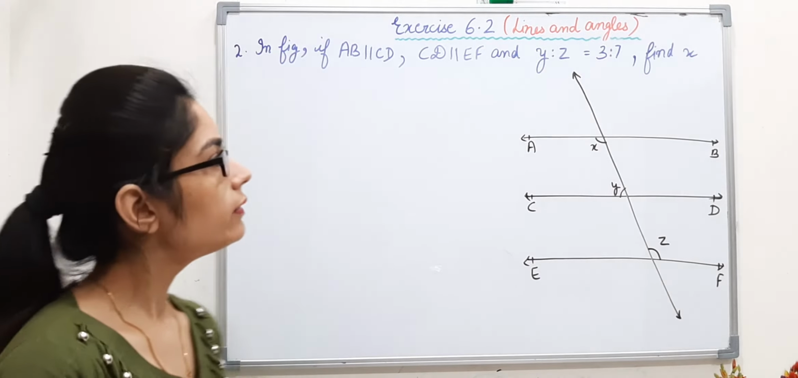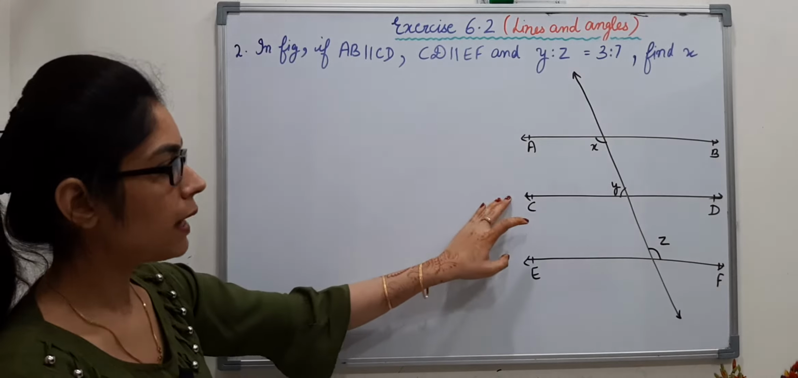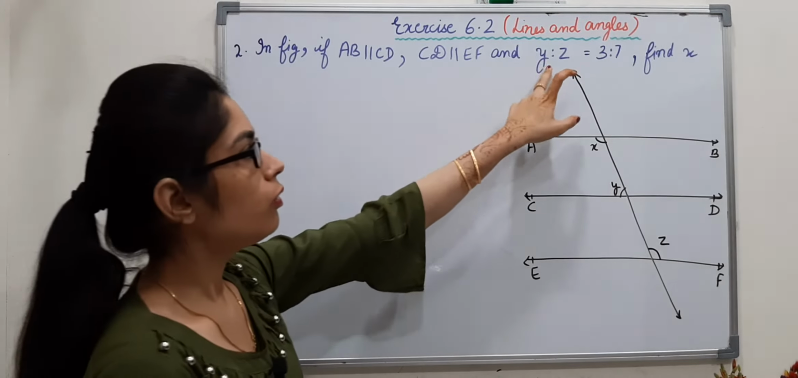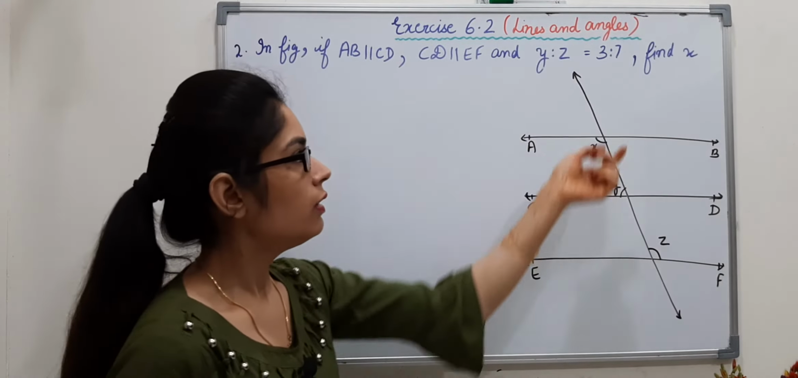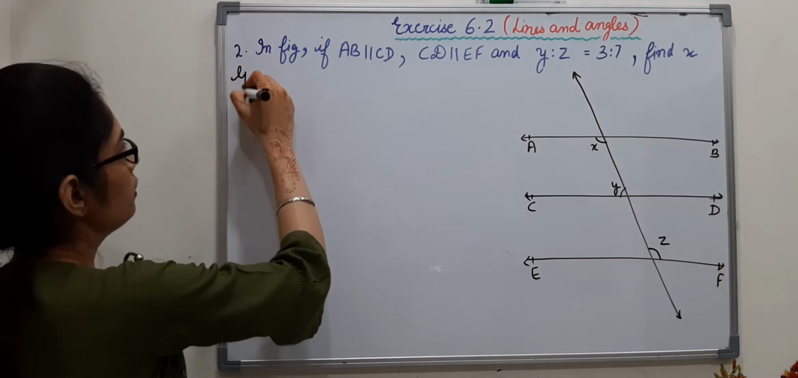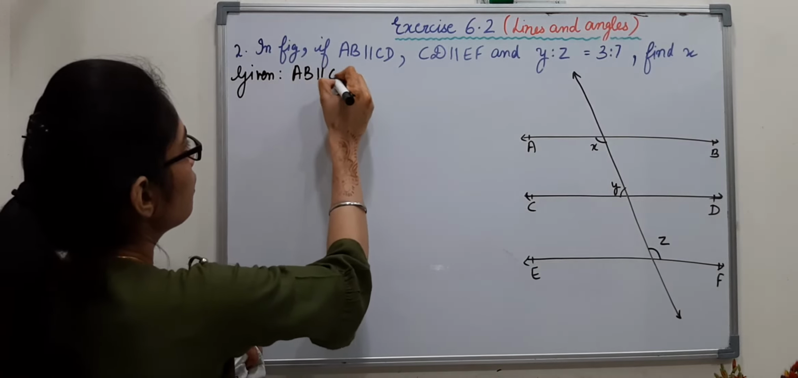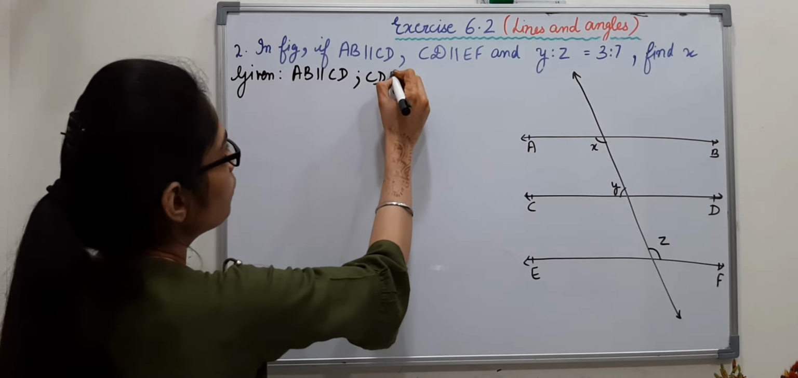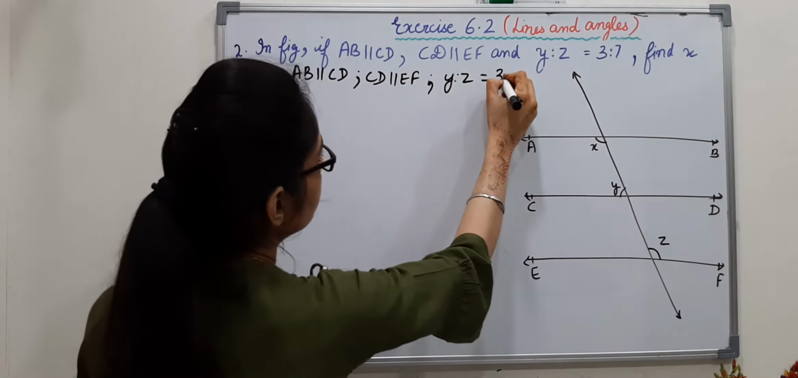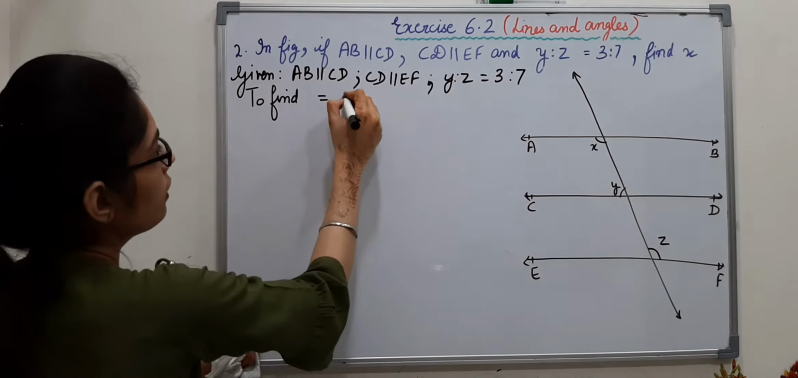In question number 2, it's given in the figure, AB is parallel to CD and CD is parallel to EF, and the ratio of y is to z is 3:7. We have to find the value of x. So let's proceed the same way. First of all, write the given. It's given AB is parallel to CD, CD is parallel to EF, and the ratio of y is to z is equal to 3:7. To find: x.